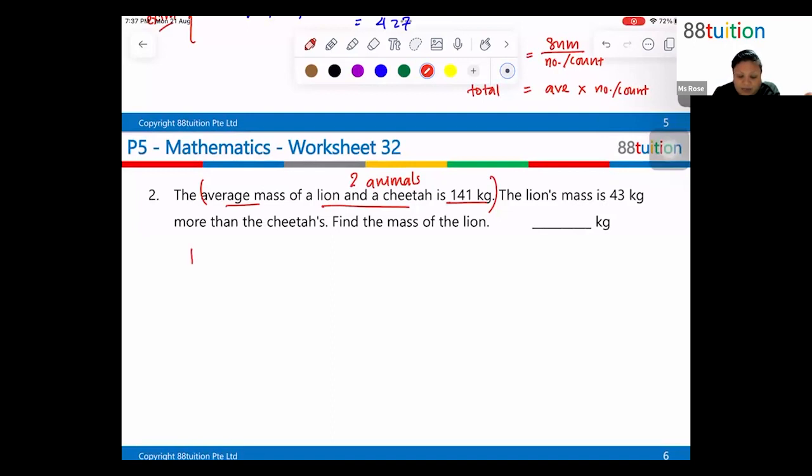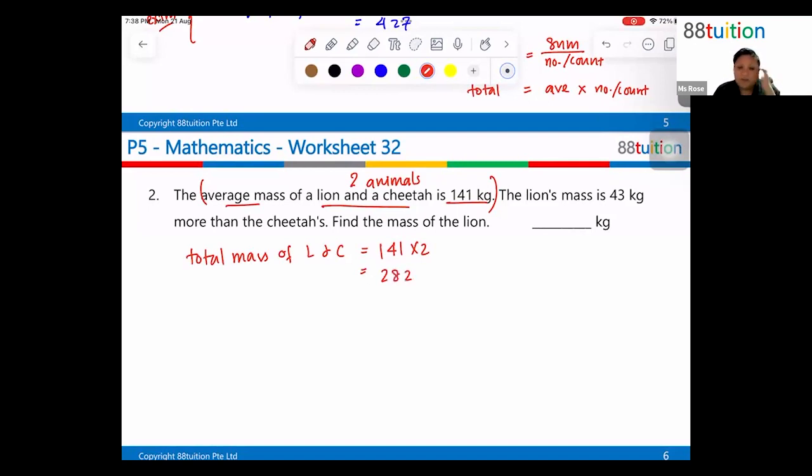So that means we can now calculate the total mass of lion and cheetah. What's the total mass of lion and cheetah? It will be 141 times 2. So 141 times 2 will give me how much? Anyone? 282. Thank you.